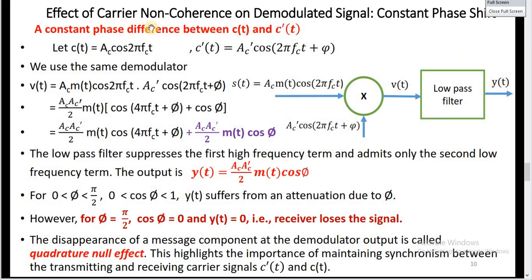So the effect of carrier non-coherence on the demodulated signal, constant phase shift. This is the first case where the locally generated signal differs from the transmitted carrier by a constant phase phi. So this is cosine 2 pi fct, and this is cosine 2 pi fct plus a constant phase shift.